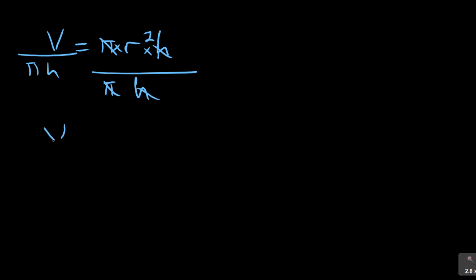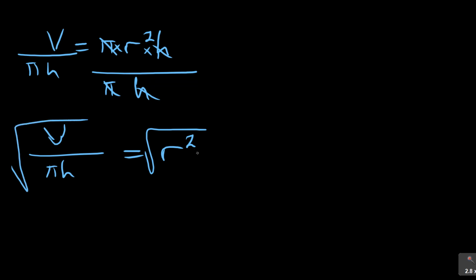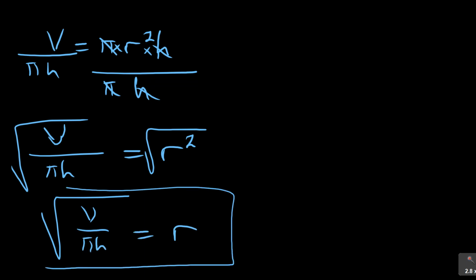So you've got V over pi H is equal to what was left is R squared. How do you get rid of the square? You square root both sides. That's how you get rid of that square. So you are going to then say the square root of V over pi H is equal to R. That's the answer. Done.